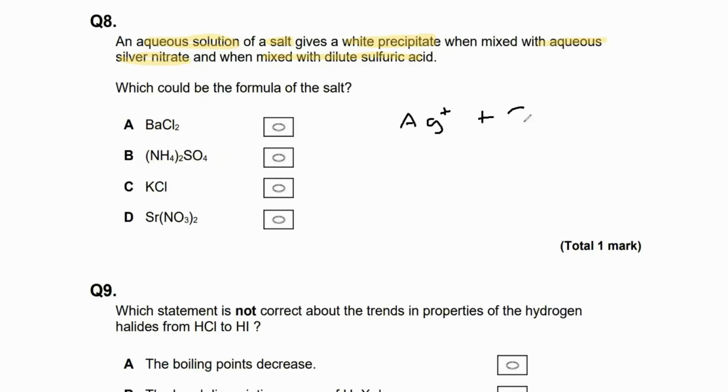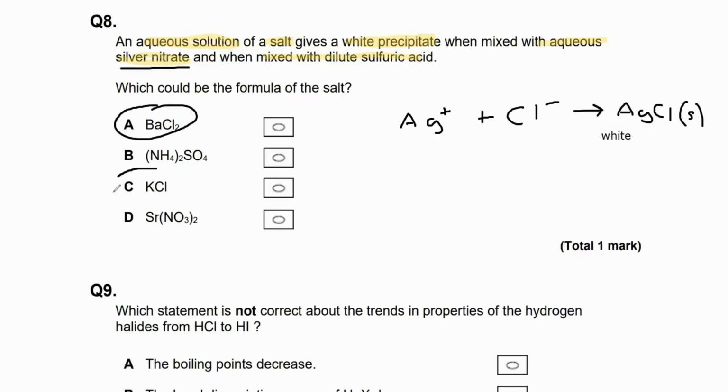Well, think about it. Think about your halide test. If you mix chloride ions with silver ions in the silver nitrate test, you get silver chloride, and that's a white solid or a white precipitate. So we're looking for something with chloride ions. So our answer has to be either A or C.